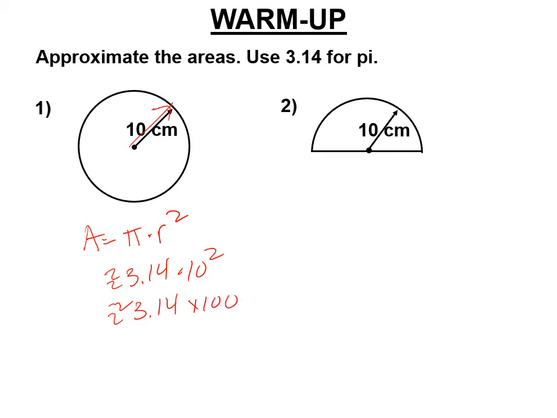When you multiply by 10, you move the decimal once. When you multiply by 100, you move it twice. This one is 314 square centimeters. Now, this is for a circle.